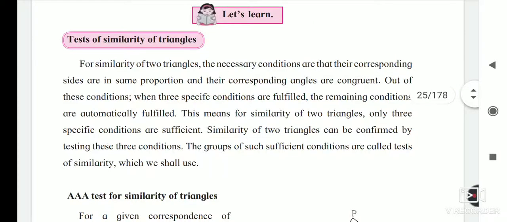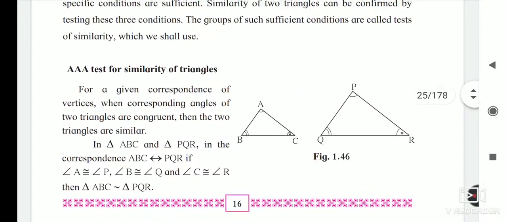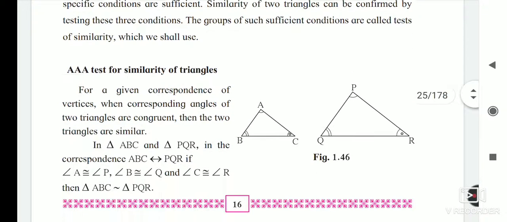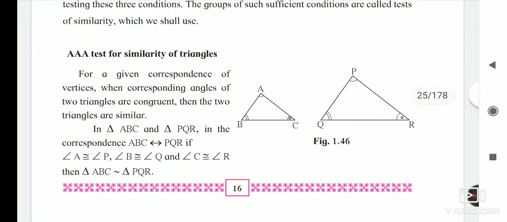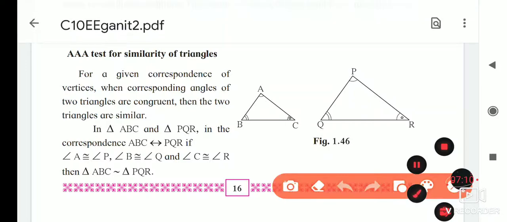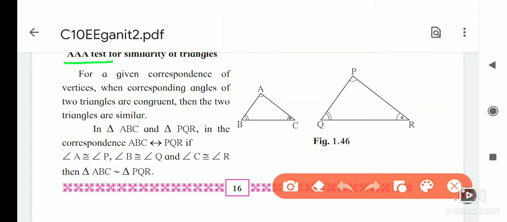Okay, so when two triangles are similar to each other, just like the tests of congruent triangles, there are also some tests by which we can say that two triangles are similar to each other. The first test is the AAA test, or AA test, of similarity of a triangle.